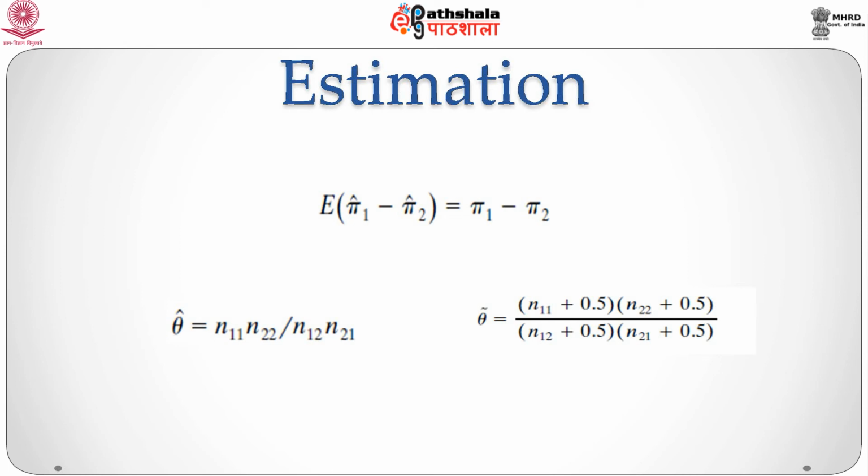There is a corrected version of this which accounts for the fact that some of the cell frequencies could be very small, and in fact, of course, an observed frequency could be exactly equal to 0. This inflates each of the cell frequencies by the amount of 0.5. The corrected version is due to Yule.